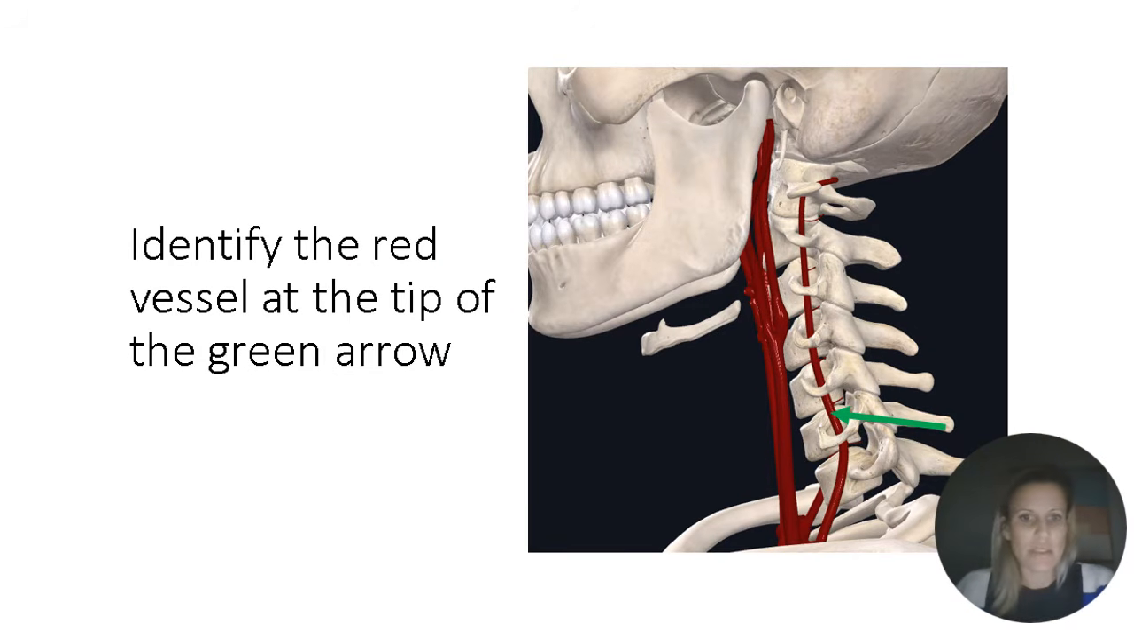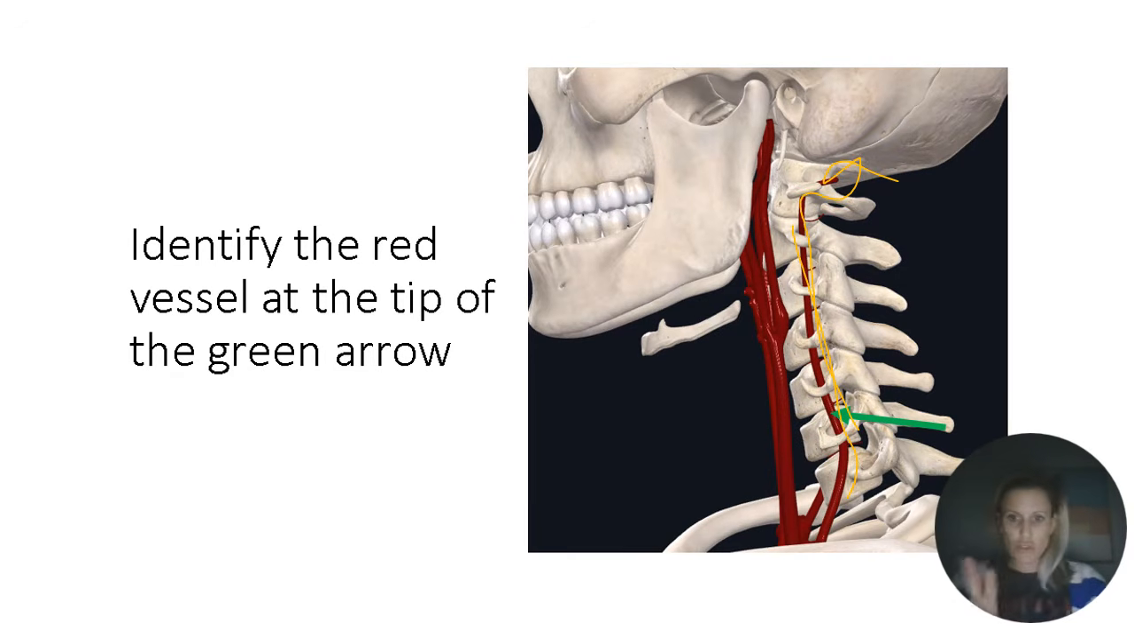Identify the red vessel at the tip of the green arrow. All right, so this picture is not from one of our models. This picture is actually from 3D imaging software. But again, you should be able to look at this and pretty easily tell me which vessel it is based on its location. This one is going up the neck, and then right here you can see where it curves to go into the brain.